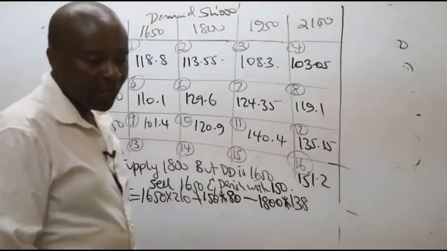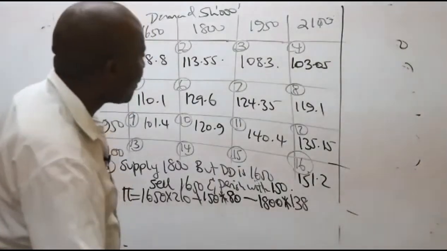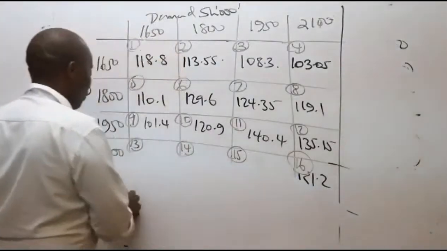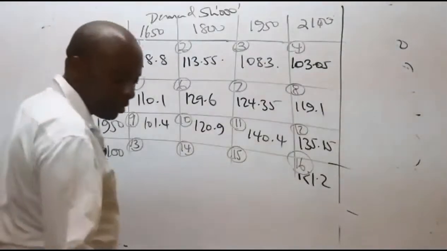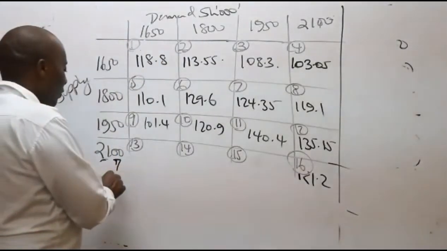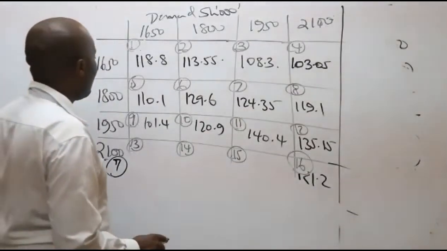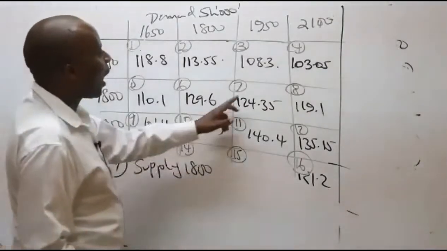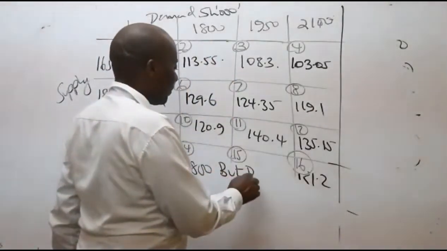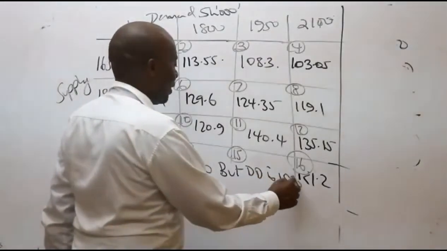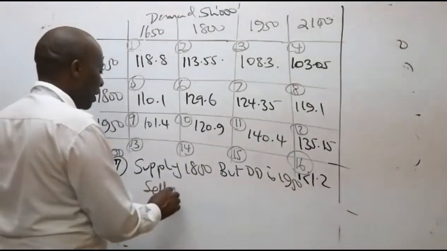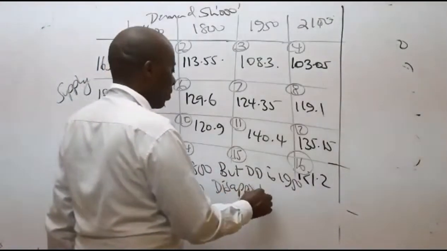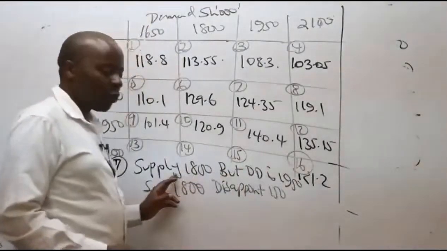So in this case here, Omar wants us to do cell number 7. For cell number 7, ladies and gentlemen, I can see the supply is 1800, but demand is 1950. So in this case here, I'm going to sell the lower, sell 1800. Here it's about disappointments. Disappoint 150, the difference between the two.